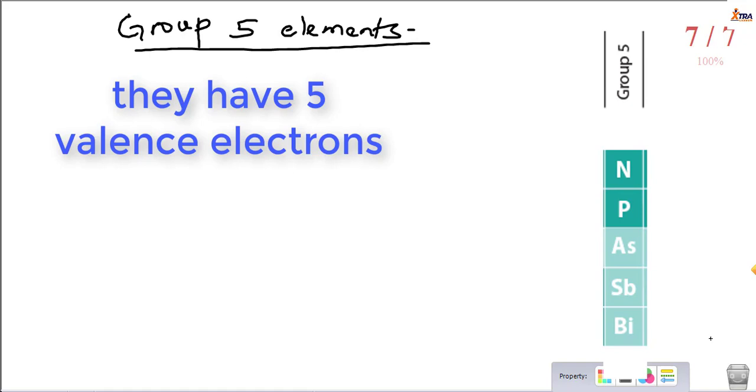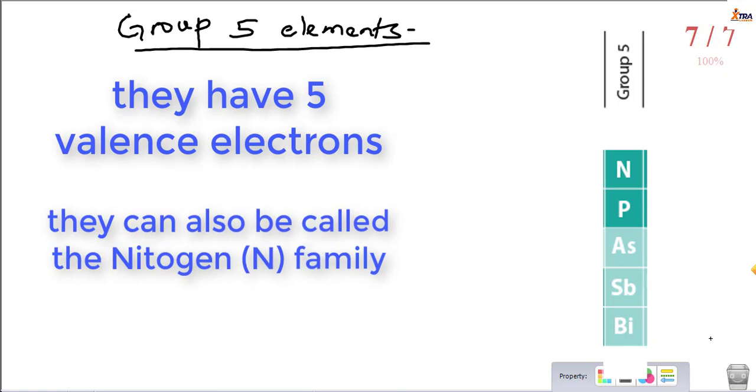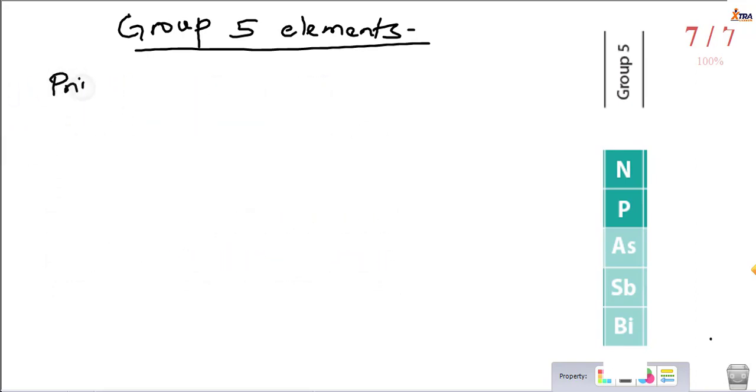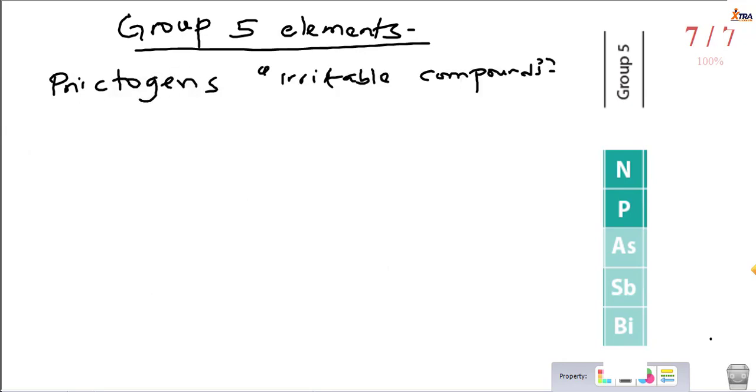If we do not call them the group 5 elements, we can call them by the first member present in that family, which is nitrogen. So we can call them the nitrogen family, right? And if we do not call them the nitrogen family, we can also call them the pnictogens. Pnictogens, meaning irritable compounds, right? They are called the nitrogen family because nitrogen happens to be the first member of the group.